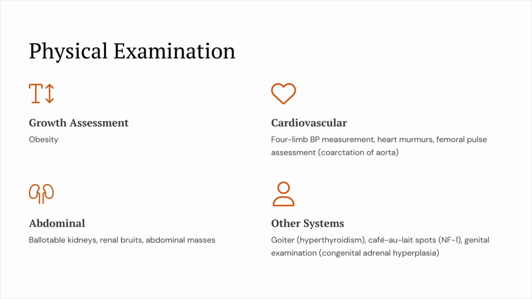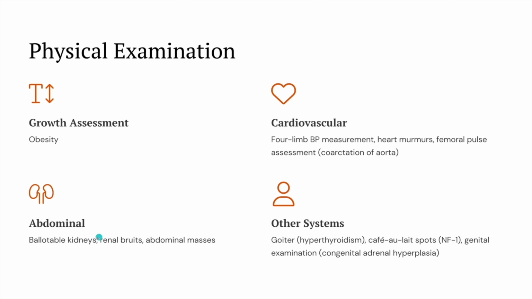So for physical examination, similar to everything in pediatrics, growth is very important. Do see the growth chart to see if the patient is obese. If the patient is obese, sometimes it can be just primary hypertension instead of having a secondary cause. Secondly, do the cardiovascular examination. As said, four-limb BP measurement, very important. Heart murmurs sometimes can be coarctation of the aorta. Feel the femoral pulse. Sometimes in older children, you may feel the radio-femoral delay or the weak femoral pulse.